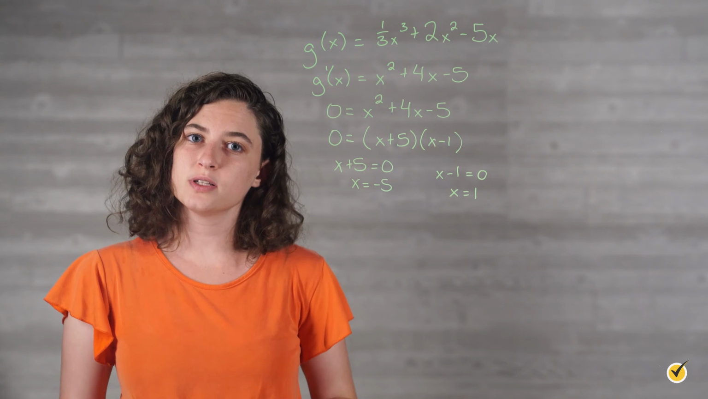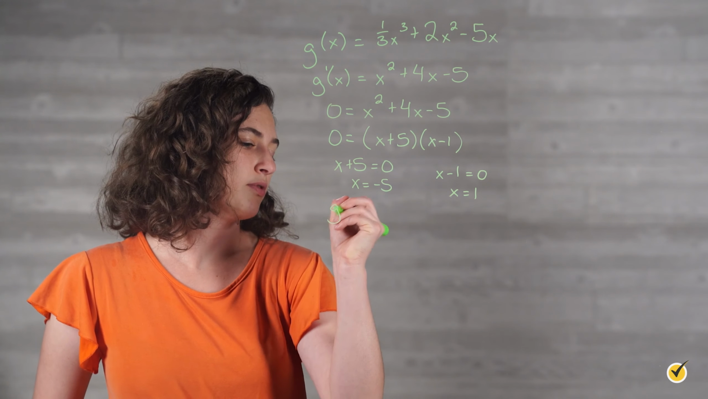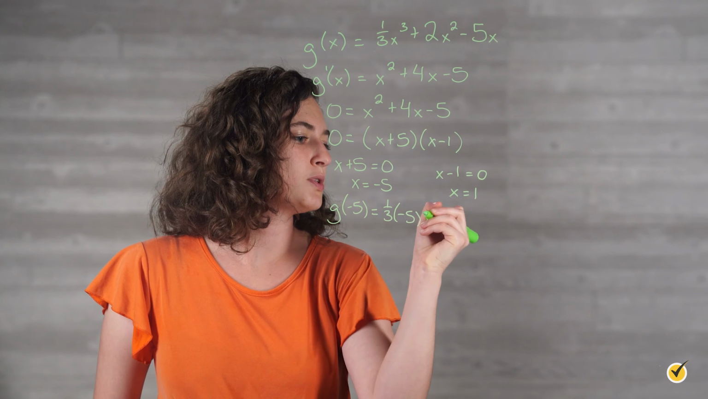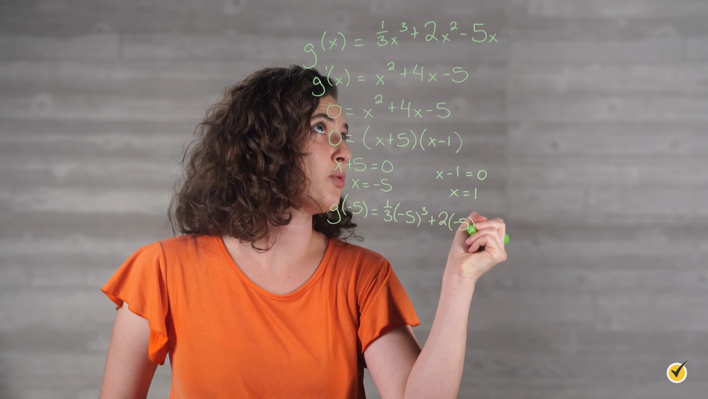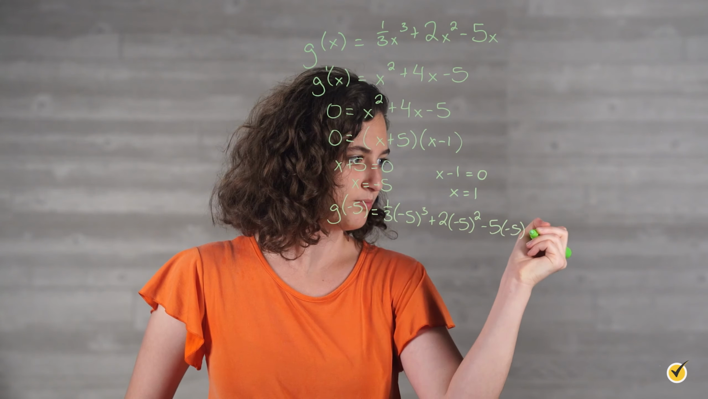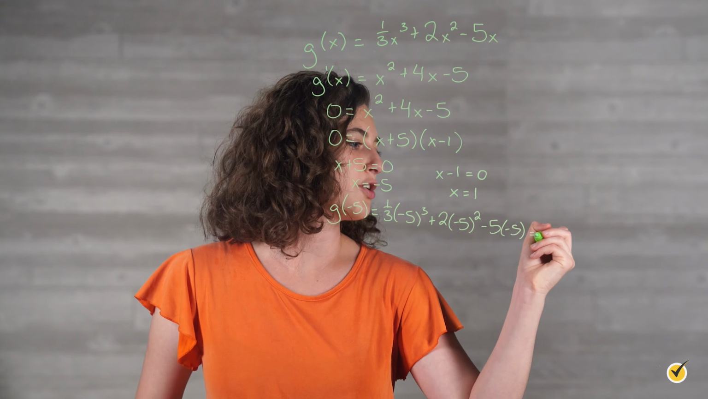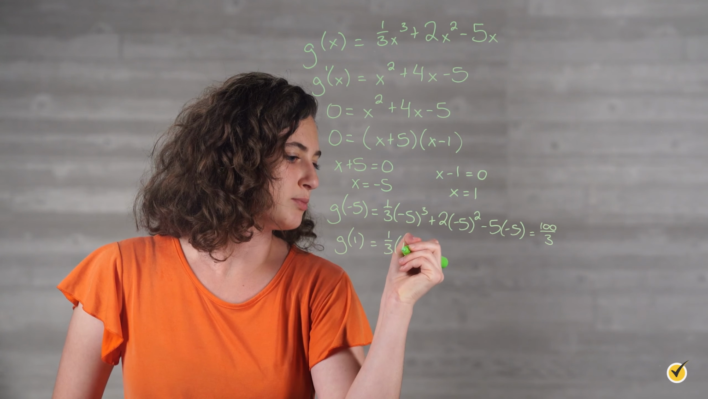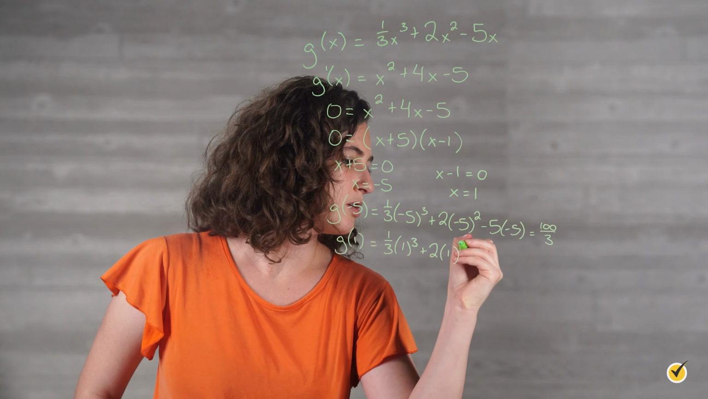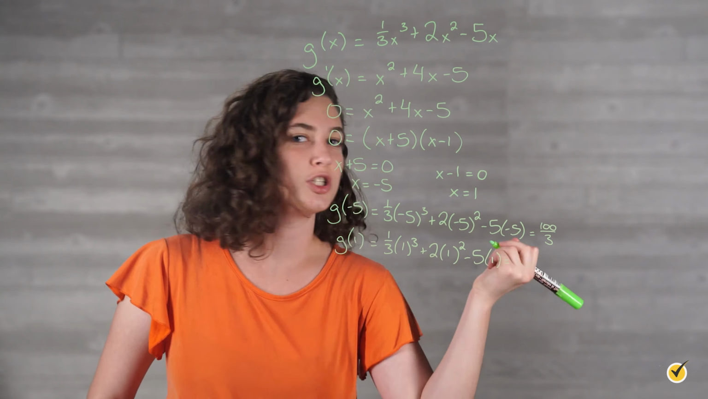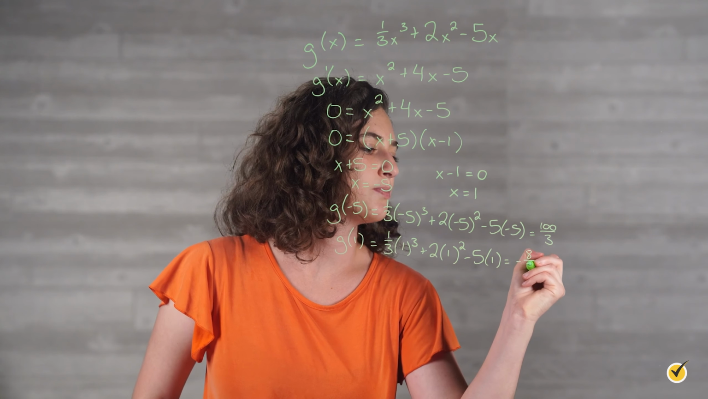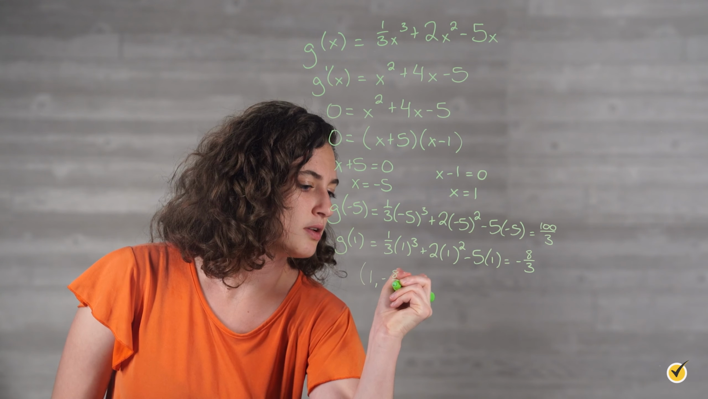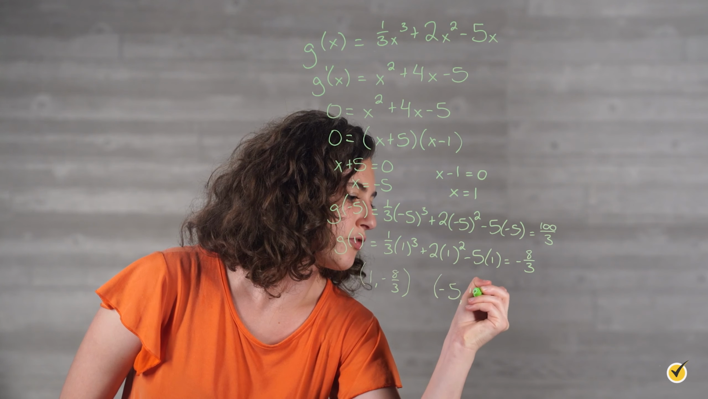We can get the ordered pairs for these 2 points by evaluating g of 1 and g of negative 5. So let's do that now. We'll have g of negative 5 is equal to 1/3 times negative 5 cubed plus 2 times negative 5 squared minus 5 times negative 5, which can be plugged into a calculator to get 100 over 3. Then we'll do g of 1. So g of 1 is equal to 1/3 times 1 cubed plus 2 times 1 squared minus 5 times 1, which again can be plugged into a calculator to get negative 8/3. The critical points for this function are then at 1, negative 8/3, and negative 5, 100 over 3.